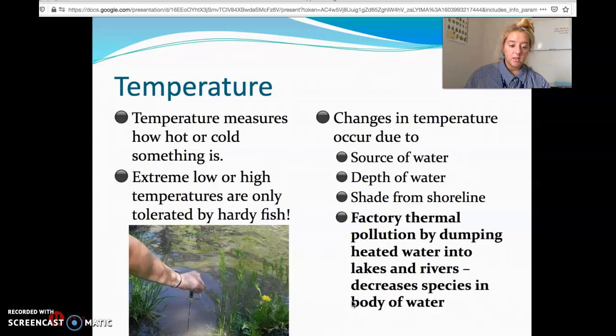Shade from shorelines can actually cause the water to be colder. And then the biggest one that we learned about that was man-made yesterday is that factory thermal pollution can happen by dumping heated water into lakes and rivers, decreasing species in the body of water. And we talked about, or we will in a second, the more biodiverse an ecosystem is, the healthier it is. So if we're decreasing the number of species in a body of water, then we're decreasing the health as well.